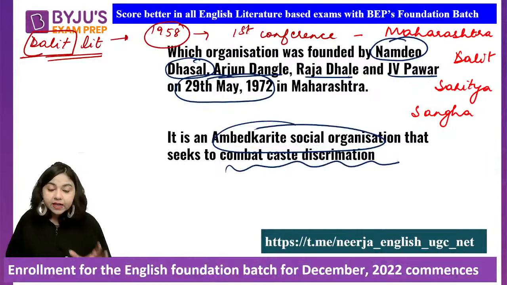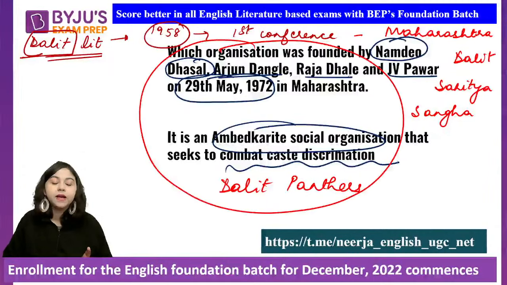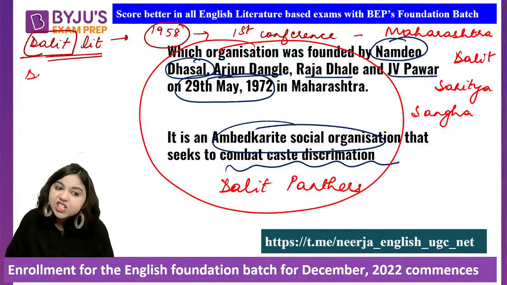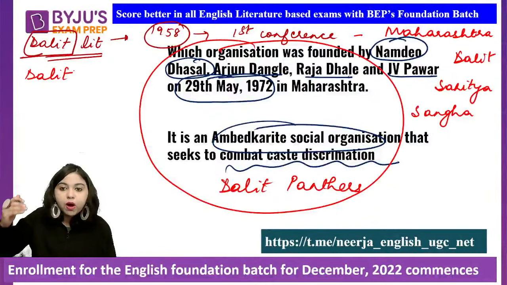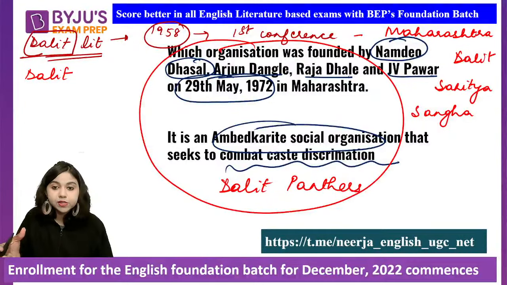So please remember that. And as Vahida said correctly, the Dalit Panthers is the right answer. This is the organization that was founded by Dhasal, Dangle, Dhale, and Pawar in Maharashtra. So Dalit Panthers was in Maharashtra, but you also have to remember there was the Dalit Mahasabha. Where was the Dalit Mahasabha? Structured support is required, because if you want to uplift a community, you have to give them, as Antonio Gramsci also says, organic intellectuals and traditional intellectuals. Structural support has to be given. That is becoming important.